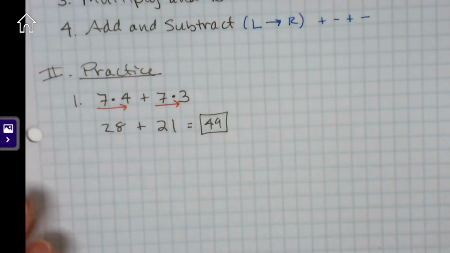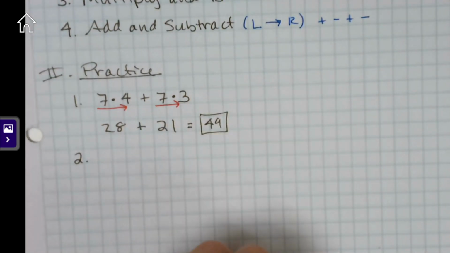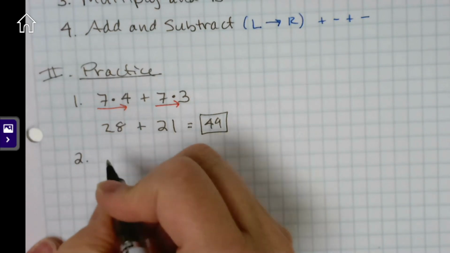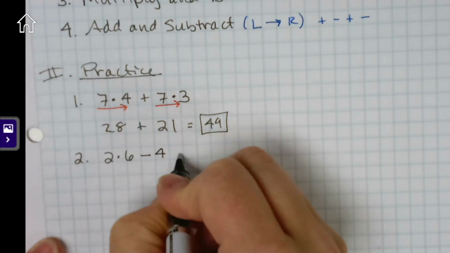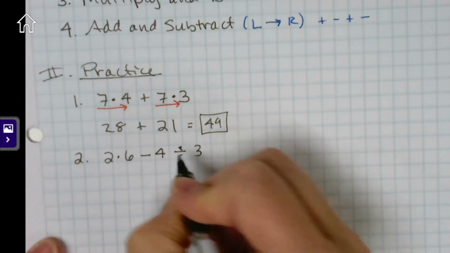All right, let's do another one. Number 2. 2 times 6 minus 4 divided by 3.